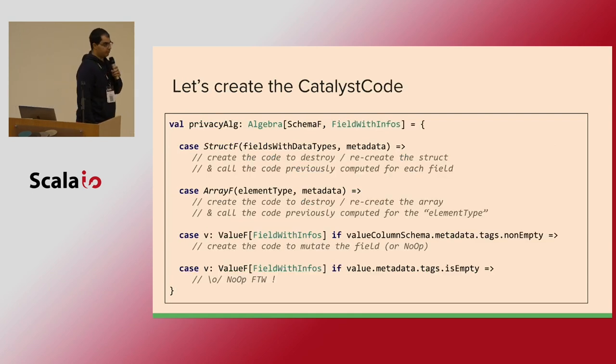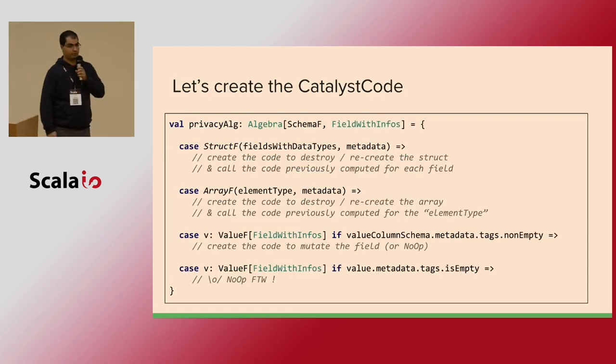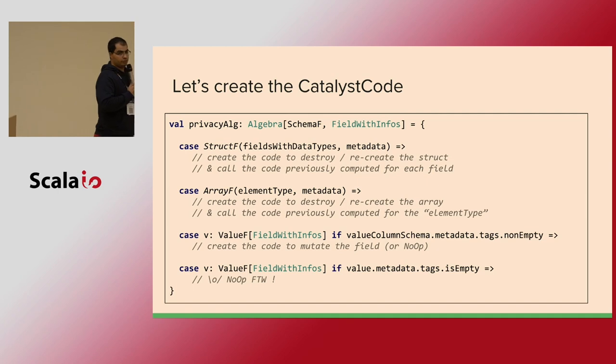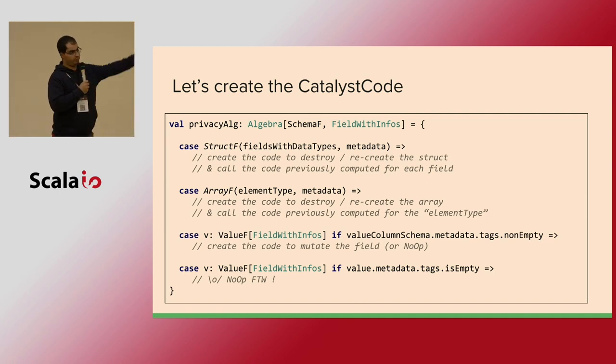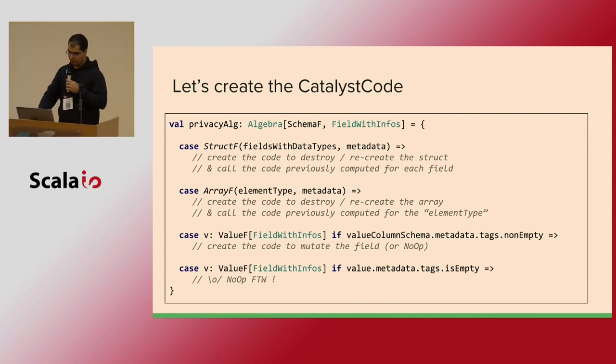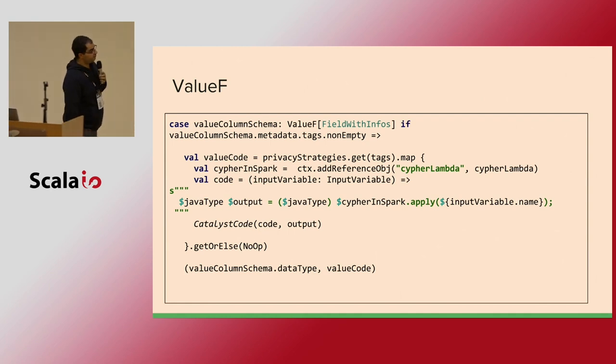So let's create the Catalyst code. Once again, I'm going to just pattern match on all of my structures, like struct F, array F, and the values. If my values do not have any tags, then I don't need to do a no-op. If they do have any tags, I need to check. So once again, with the values, this time it's using string interpolation, it's not that bad to read, but it's not perfect.